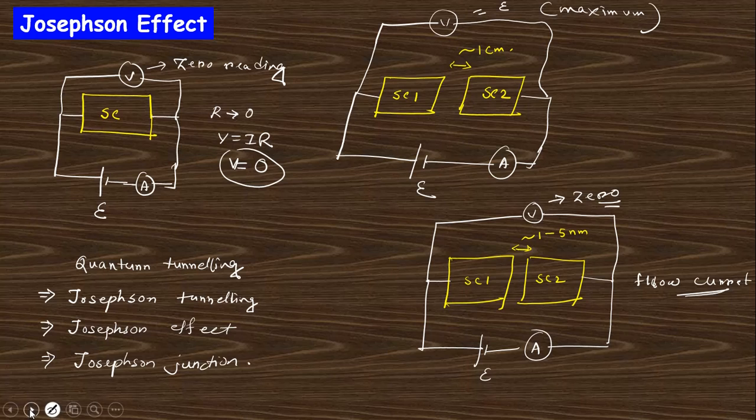There are three types of Josephson junction available. Number one is SIS, that is, superconductor-insulator-superconductor. This is superconductor, this is insulator, and this is superconductor. The insulator in the middle is the difference.